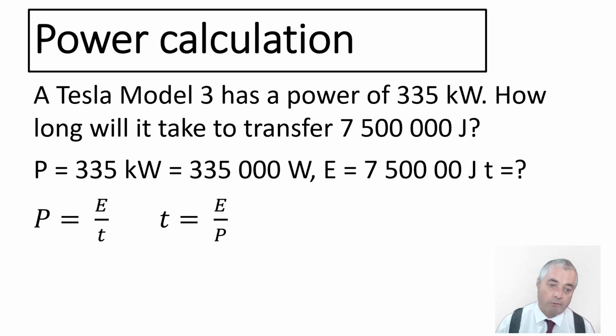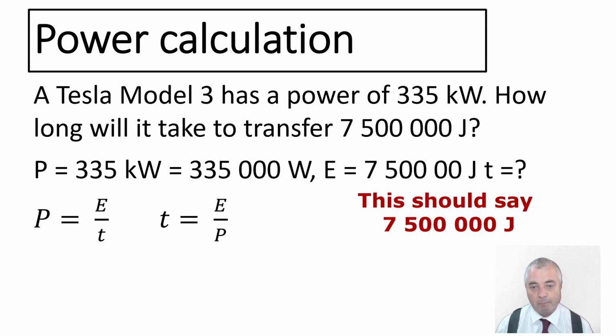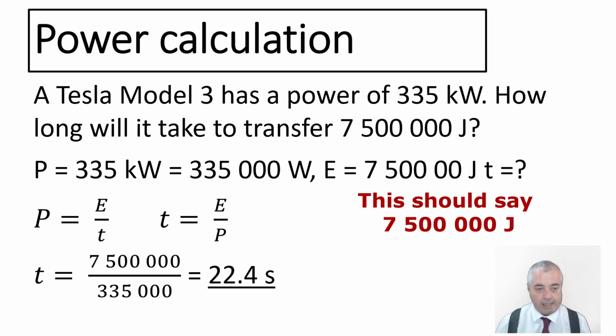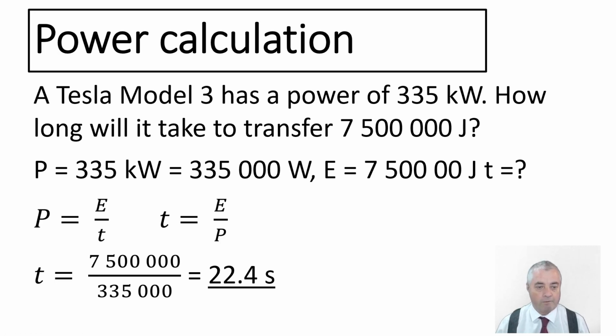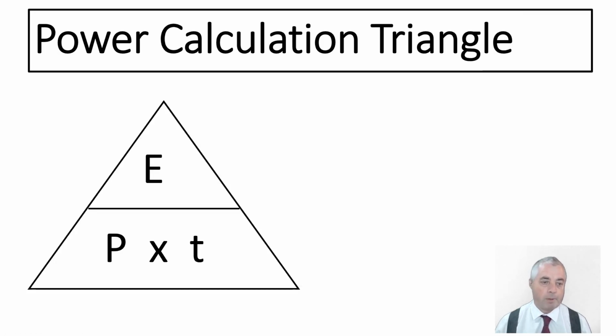If you're not very good at rearranging equations, there is a triangle for power, which we will have a look at in a moment. So we've got our equation, t equals e over p. So now what we do is we put the numbers in. So E is 7.5 million, 7,500,000. P is 335,000. Put that on the bottom. When we work it out, we get an answer of 22.4 seconds. Underline it. Make sure we've got the unit. Calculation finished.